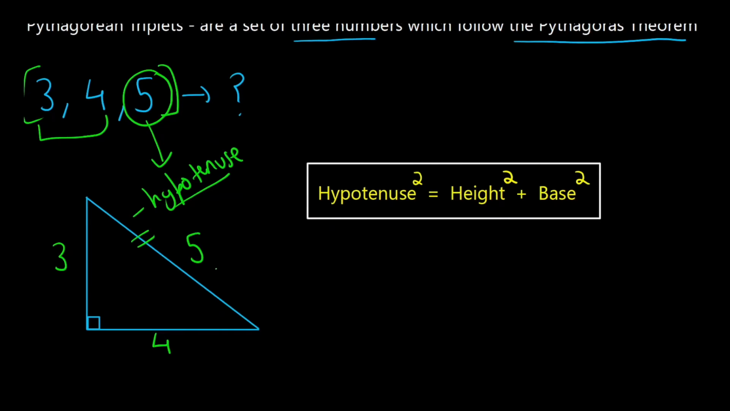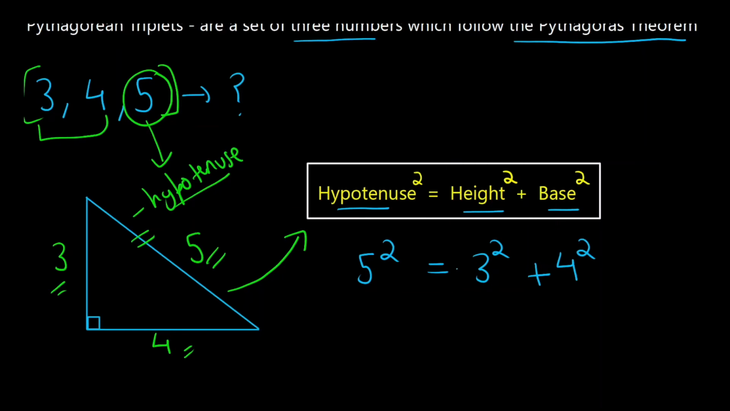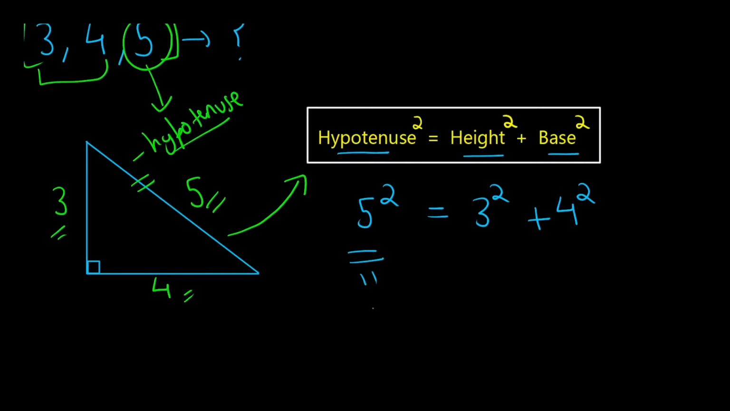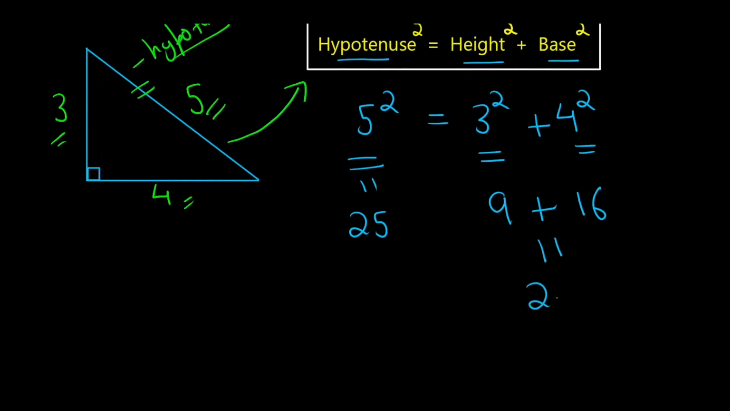Now I'm going to take all three of these numbers and apply them into the Pythagoras theorem. So right here, hypotenuse square is equal to height square plus base square. So the square of the hypotenuse, so the square of 5 should be equal to the square of the height, which is square of 3, plus the base square, which is square of 4. Now over here, the square of 5 is equal to 25. Now the square of 3 is 9 plus the square of 4, which is 16. Now 9 plus 16 gives us 25.